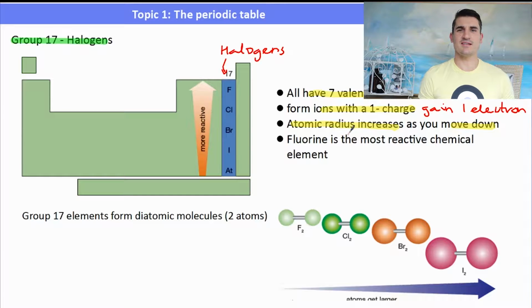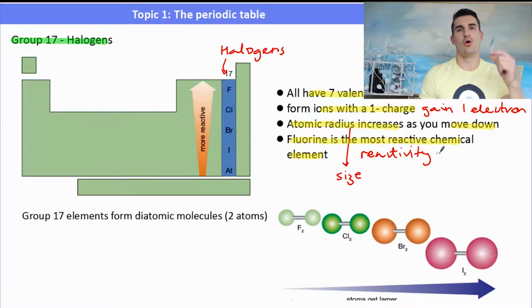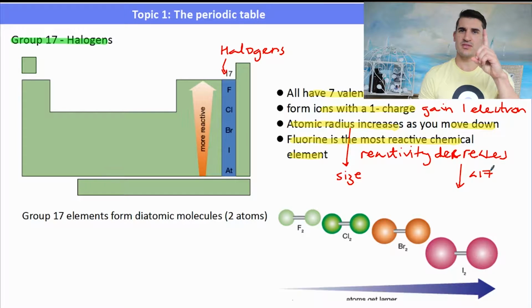Their atomic radius, the size of the atoms, increases as we move down, and the most reactive element of the family is fluorine, so that is the first element in the series of halogens. That means that their reactivity increases as we go up the group, or the reactivity decreases as we go down. Fluorine is the most reactive in the halogens, whereas iodine is one of the least reactive. So you've got to be careful. Are we talking about up because it increases or down because it decreases?